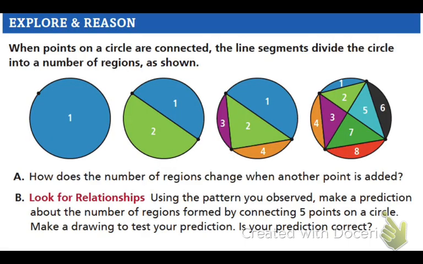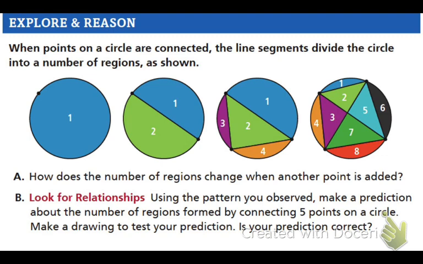This is not on your slide. This is something for us to think about. When the points on a circle are connected, the line segments divide the circle into a number of regions. Okay? We have number one. We just have a whole circle, yes? And I know they look like ovals to you, but that's because it squishes it up on the screen. They're circles.